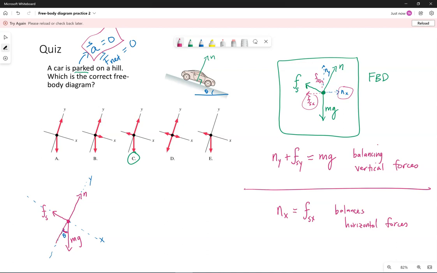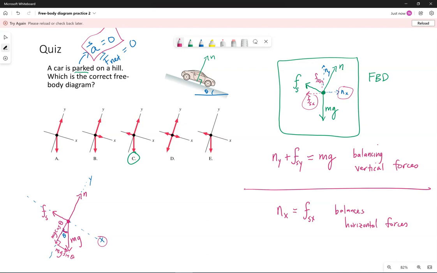So we will have a y component of gravity right here. That would be mg cosine theta because it's adjacent to the angle. The x component has to be parallel to this x-axis. This x and y component has to meet at a right angle. So this side will be mg sine theta because it's opposite the angle.